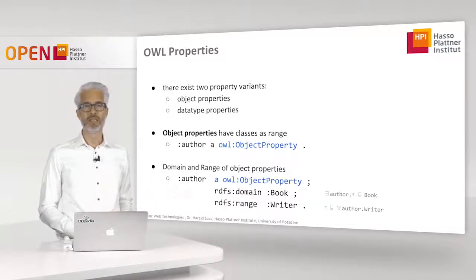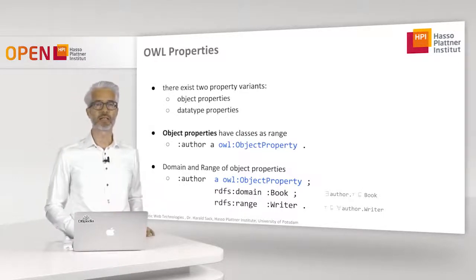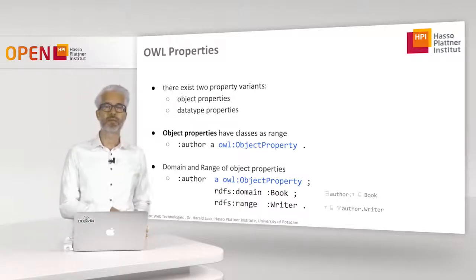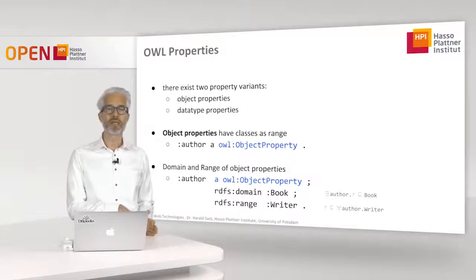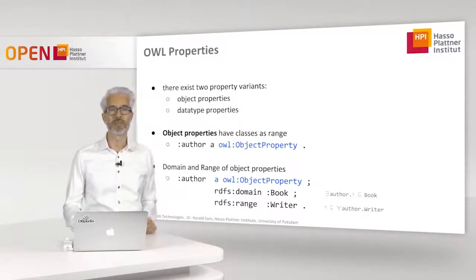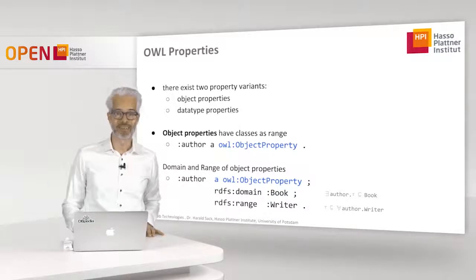Therefore we further define domain and range, and we can use the RDFS syntax that we already know. We say author is applied on the domain book, and every book has a writer. So the domain of author is book, and the range of author is writer. Therefore this is an object property. The range is a class.